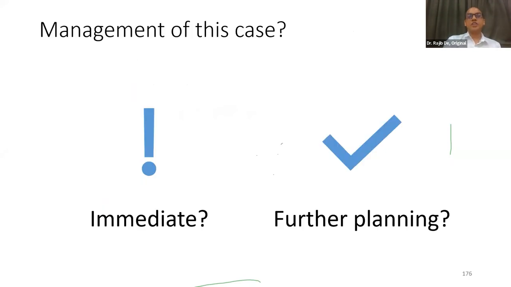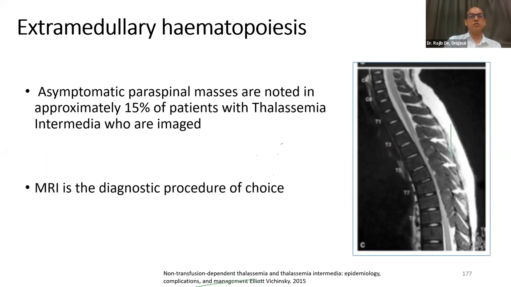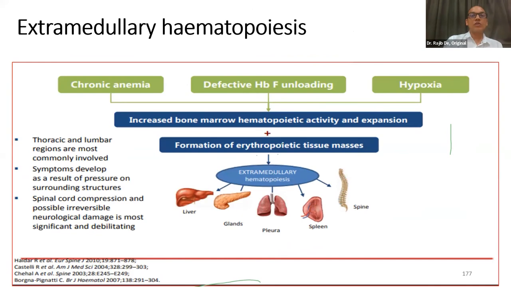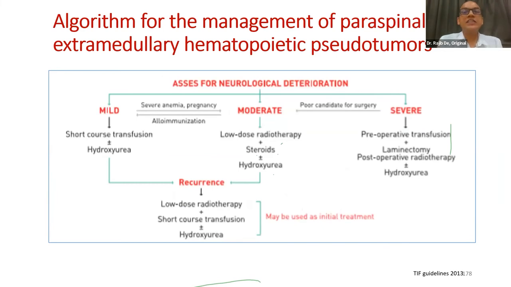And in case of extramedullary hematopoiesis, we need to manage it properly. We need to keep the pre-transfusion hemoglobin at a little higher threshold to suppress the ineffective erythropoiesis. It is better to keep it more than 10. In an emergency condition, we can give local radiation therapy, and definitely hydroxyurea needs to be given for HbF induction. So these are the management of extramedullary hematopoiesis. This is the algorithm given in the TIF guideline: low dose radiotherapy, short course transfusion, as well as hydroxyurea. These are the treatment modalities.